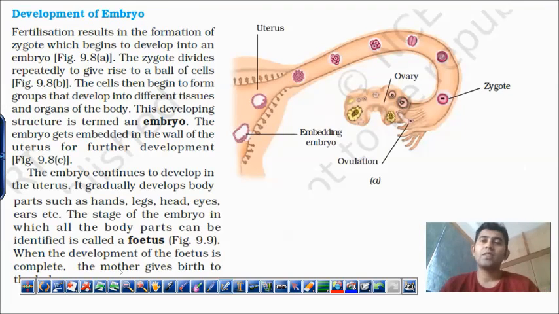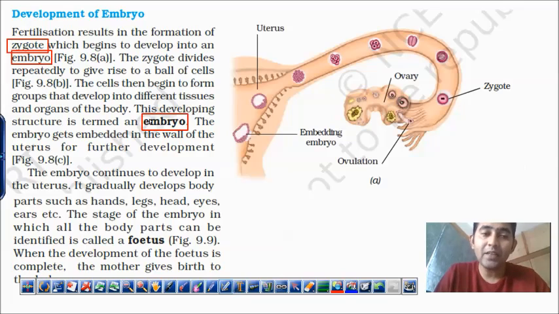Development of embryo. ये भी मैंने तुमको बता दिया है. Fertilization results in formation of zygote. The first step, fertilization हो गया तो zygote बना, which begins to develop into an embryo. The zygote divides repeatedly to give rise to a ball of cells. The cells then begin to form the groups that developed into different tissues and organs of the body, and this developing structure is known as embryo. The embryo gets embedded in the wall of the uterus for further development.